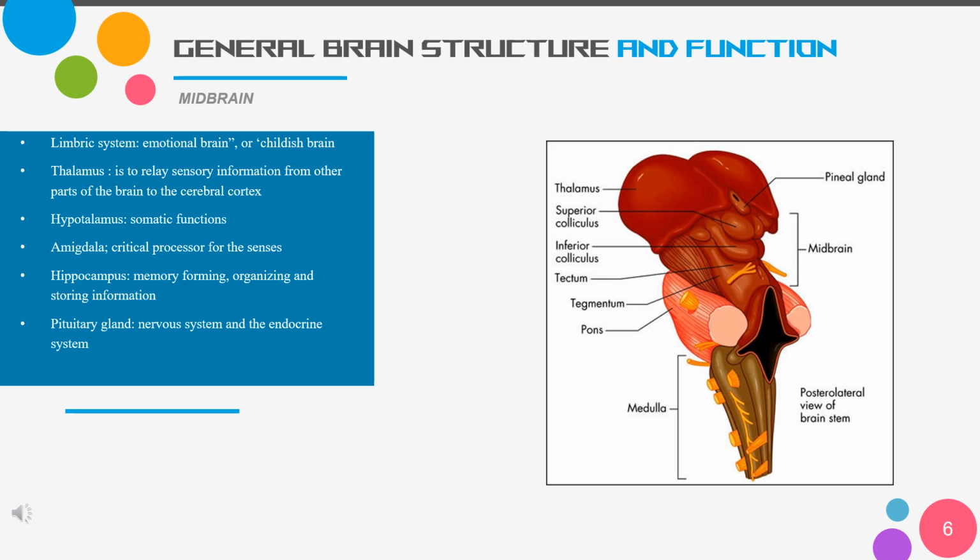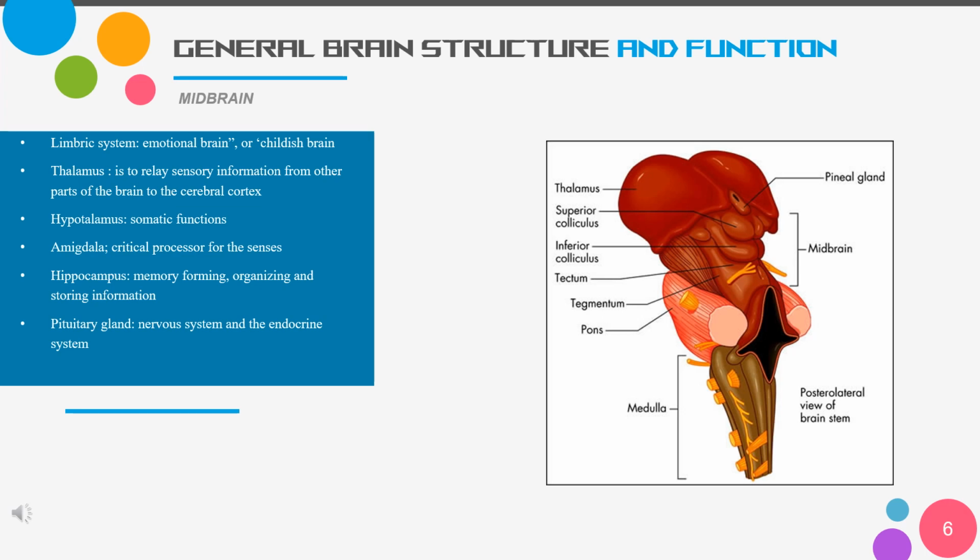The third one is hypothalamus. The primary role of the hypothalamus is to regulate various functions of the pituitary gland and endocrine activity, as well as somatic functions. For example, body temperature, sleep, appetite. The next one is amygdala. The primary role of the amygdala is to be a critical processor for the senses connected to the hippocampus. It plays a role in emotionally latent memories and contains a huge number of opiate receptor sites that are implicated in rage, fear, and sexual feelings.